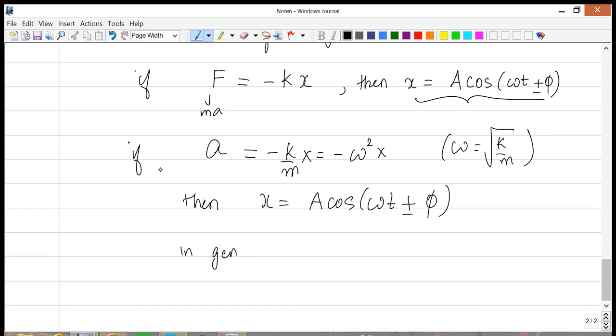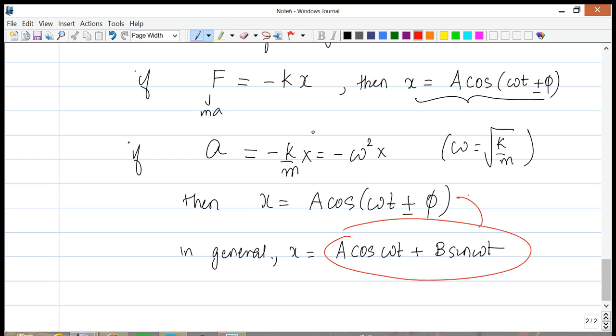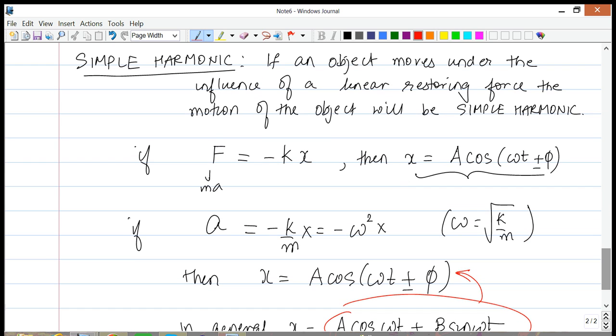So in general, we can write x as some constant times cosine of omega t plus another constant times sine of omega t. But what I'm saying is that instead of writing it this way, I could just write it this way. In fact, they're two equivalent things, provided we define things correctly. So this is something that we need to understand. A basic statement here is important.